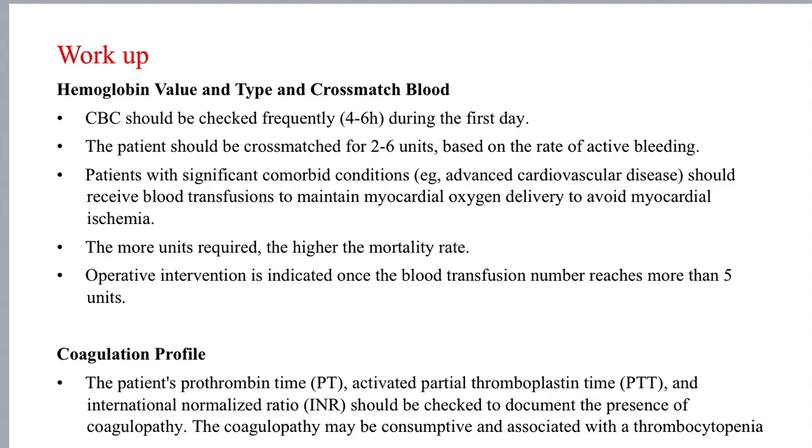Patients with significant comorbid disease, like advanced cardiovascular disease, should receive a blood transfusion to maintain myocardial oxygen delivery and to avoid myocardial ischemia. ليش؟ لأن هنا عندنا the aim of blood transfusion, it is to improve oxygen carrying capacity to the tissue, not to restore the blood volume.